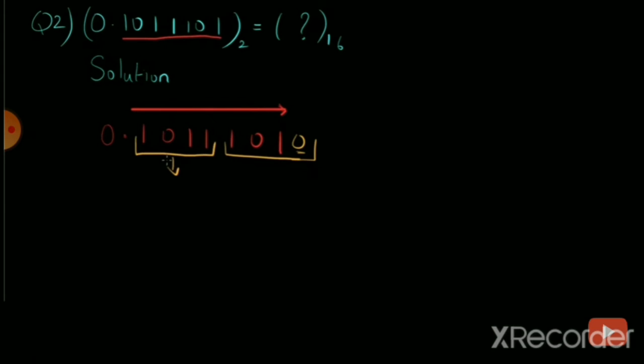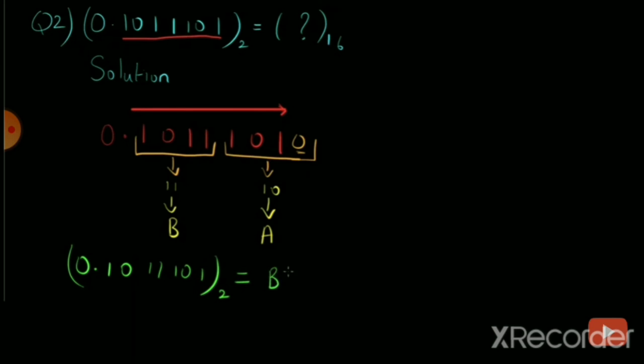Now as we did in question number 1, we first convert these pairs to their hexadecimal equivalents. According to the conversion table, we know 1011 corresponds to 11, which in hexadecimal corresponds to B, and 1010 corresponds to 10, which again in hexadecimal corresponds to A. Now to get the final value, we just need to club these two values, that is 0.1011101 in binary is equivalent to BA in hexadecimal.